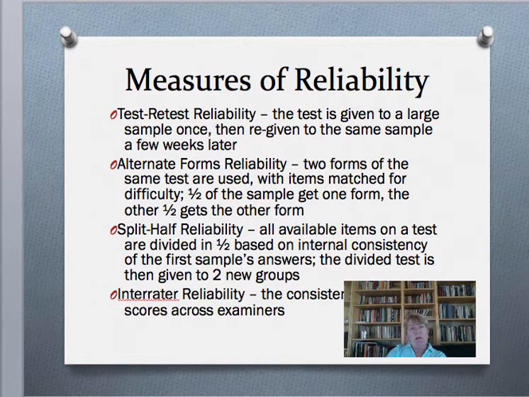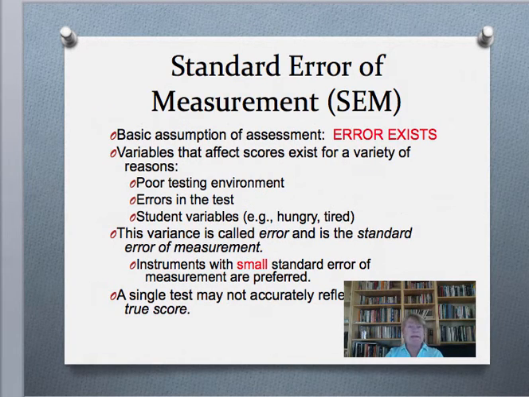And we're going to talk about something that tests give us, which is called standard error of measurement, which helps us determine how much fluctuation there's likely to be in a test based on the notion of how much error is there in a test.